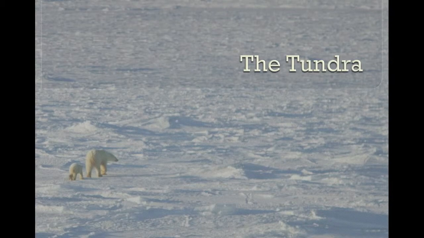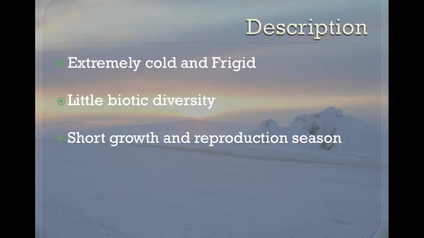This is our project on the tundra. The tundra is an extremely cold and frigid biome with little biotic diversity. The tundra has very short growing and reproduction seasons, and energy is generally found in the form of dead organic material. There are two types of tundras: the Arctic tundra, which surrounds the North and South poles, and the alpine tundra, which is located at high altitude where trees cannot grow.